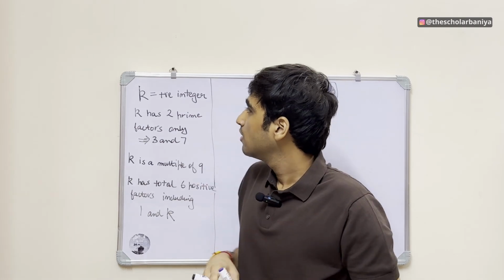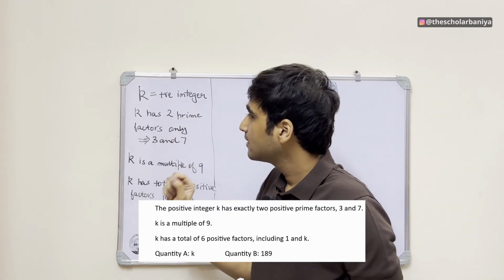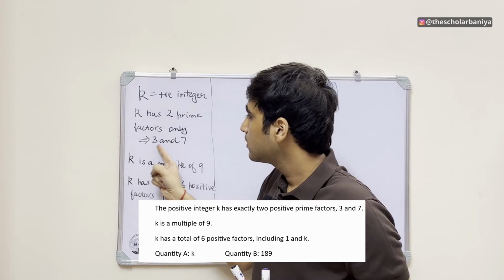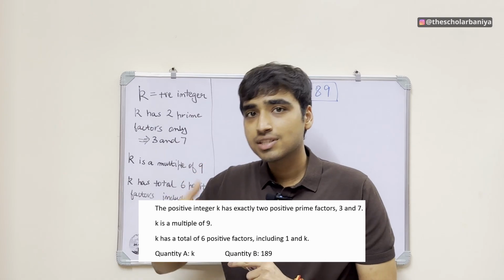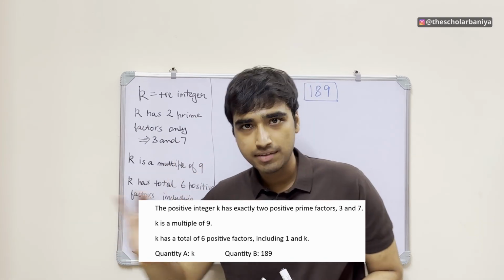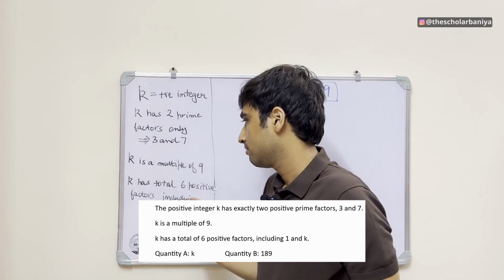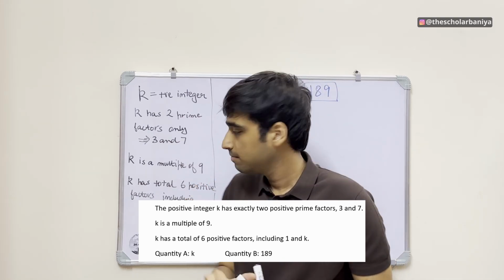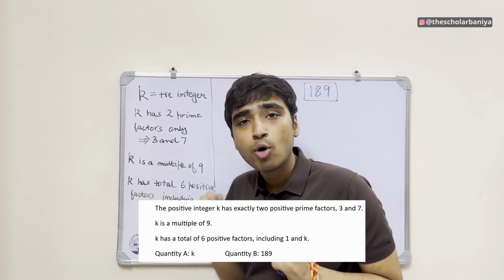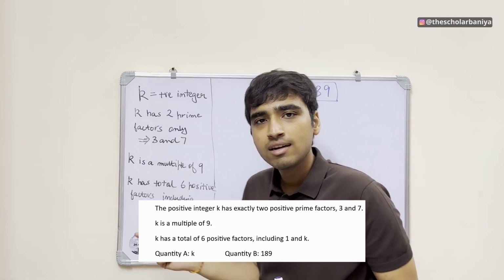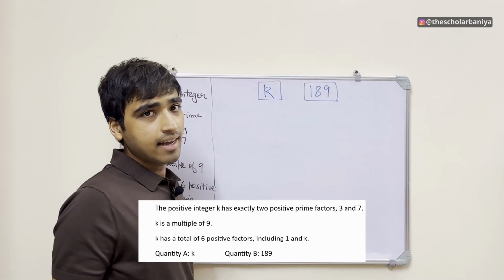In this question, we are given that k is a positive integer, right? And k has two prime factors only, which are 3 and 7. We also know that k is a multiple of 9. We also know that k has a total of 6 positive factors, including 1 and k itself, right? And we have to compare k and 189.